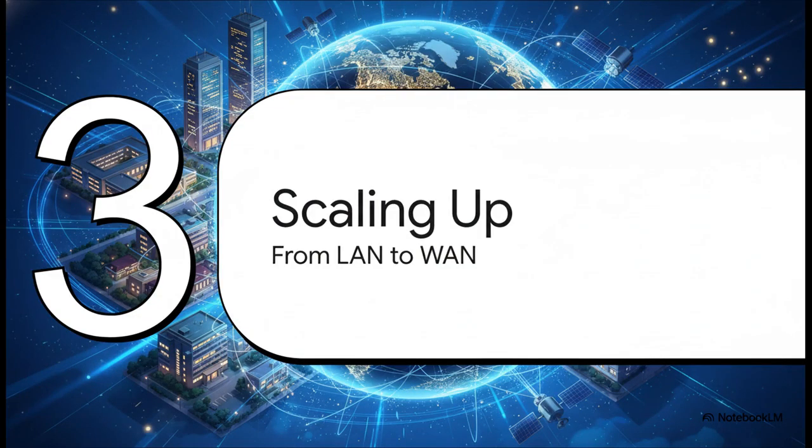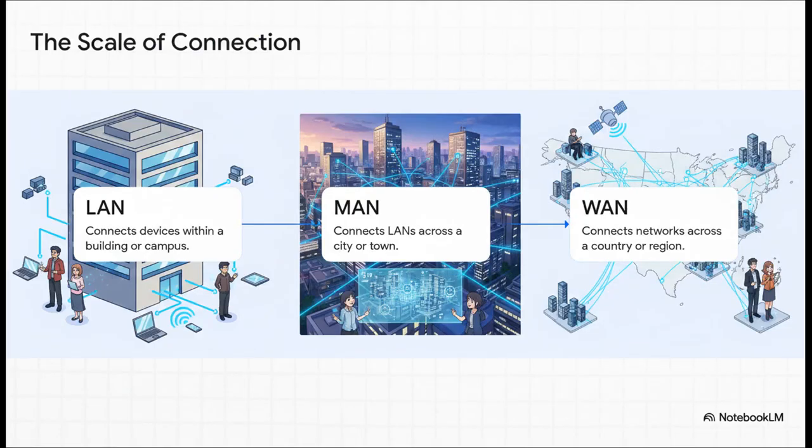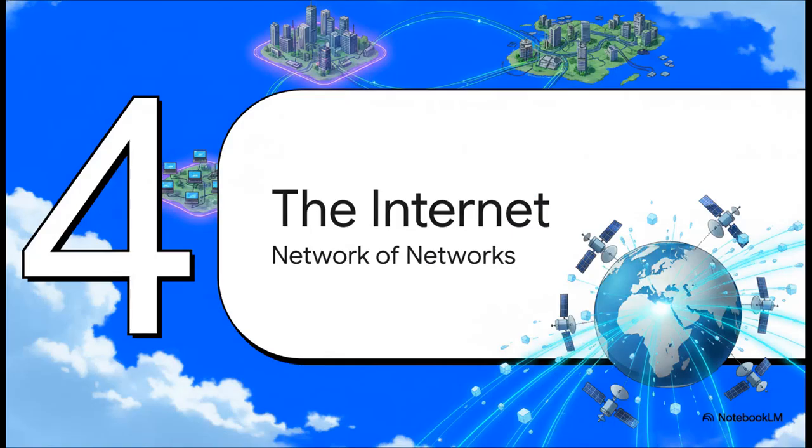Okay, so we have our local networks, our LANs, but how do we get from a single building to connecting entire nations? Well, it's time to zoom out. This slide lays it out perfectly. You start with your LAN, in just one building. Then you connect a whole bunch of LANs across a city, and that creates a metropolitan area network, or a MAN. Then you link those MANs across a whole country or a region, and now you've got a wide area network, a WAN. You see the pattern? Each step is just a network of smaller networks. We've gone from local to citywide to countrywide.